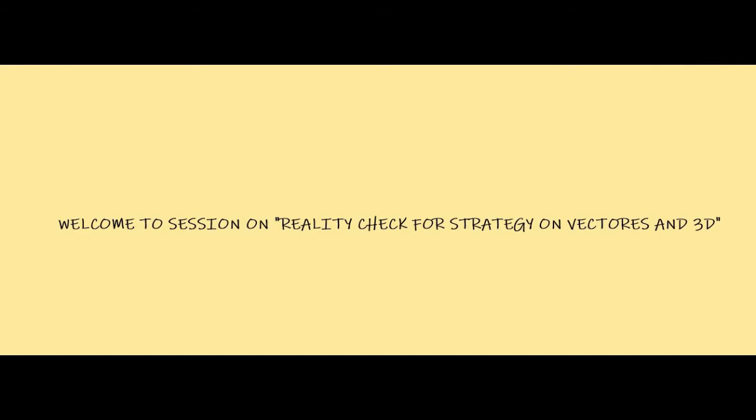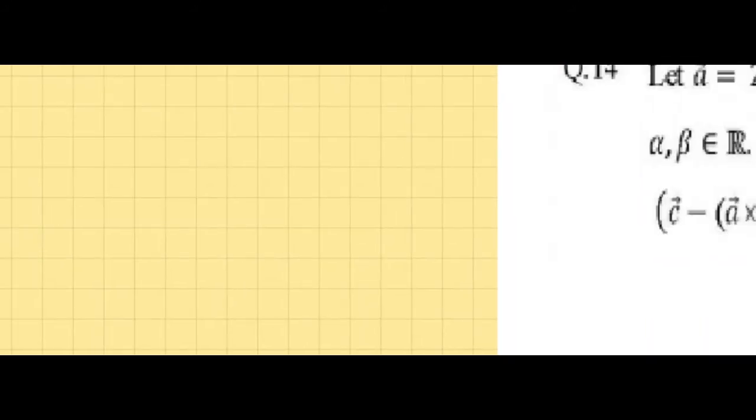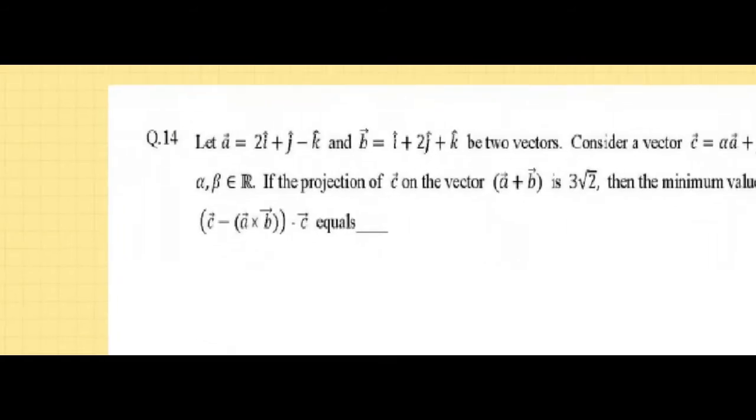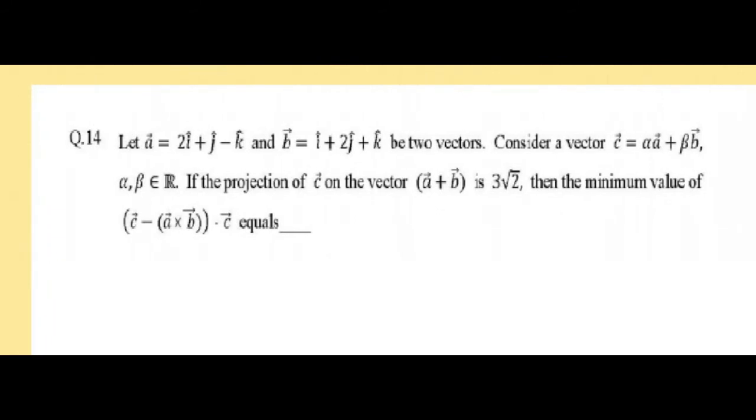Here the first question is: let A bar is equal to 2I cap plus J cap minus K cap, and B bar is I cap plus 2J cap plus K cap, be two vectors. Consider vector C bar equal to alpha A bar plus beta B bar, where alpha and beta are two real numbers. If the projection of C bar on vector A bar plus B bar is 3 root 2, then the minimum value of C bar minus A cross B dot C equals what. This is a numerical type question from the 2019 question paper.